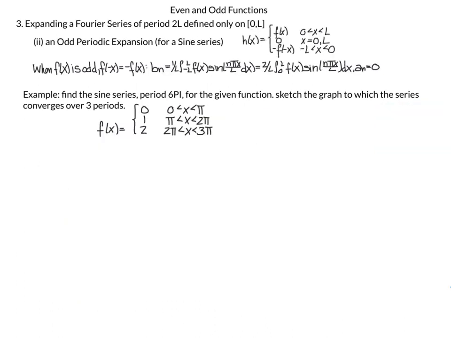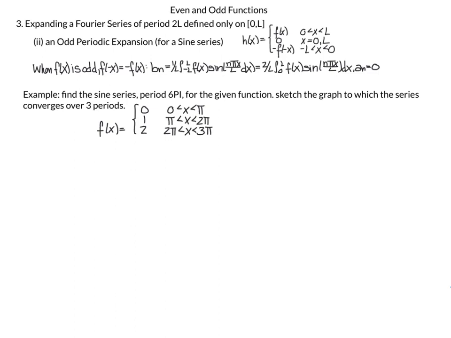So I have one more example, and this one is going to be a sine series. So I have my odd periodic expansion formula here, as well as my Fourier coefficient formula over here. So find the sine series period 6 pi for the given function. Sketch the graph to which the series converges over 3 periods.